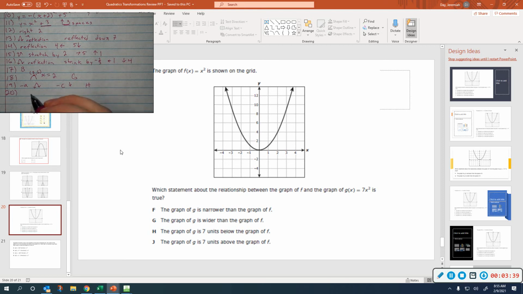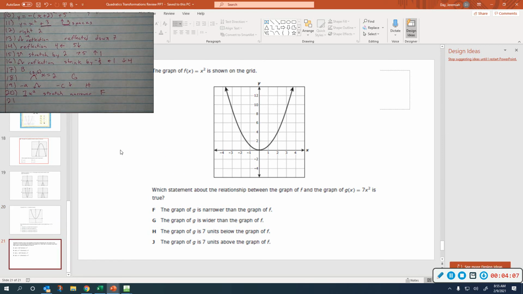Okay, we see it's at 7x squared, right? The 7, it is a stretch. When you stretch it, it's going to get more narrow, or narrower. So that's going to be answer F. G is narrower than F. Last one, number 21.